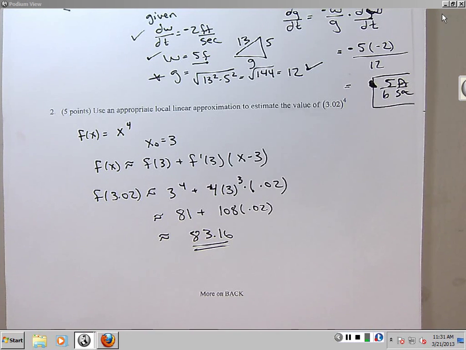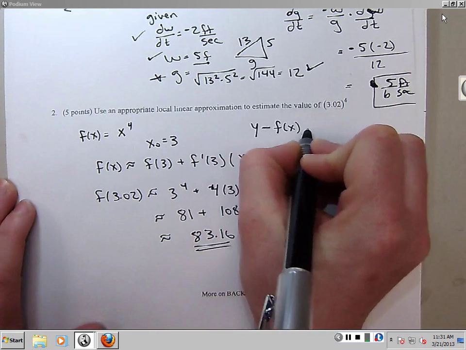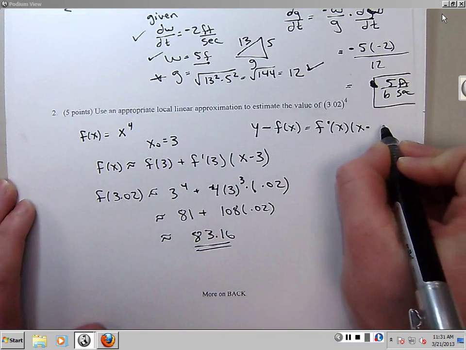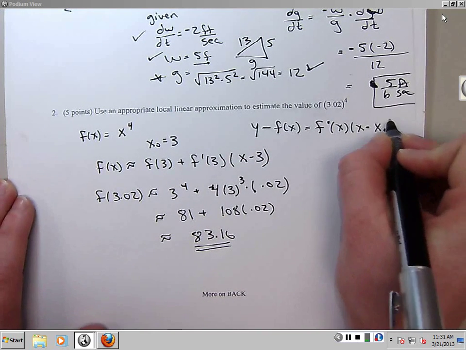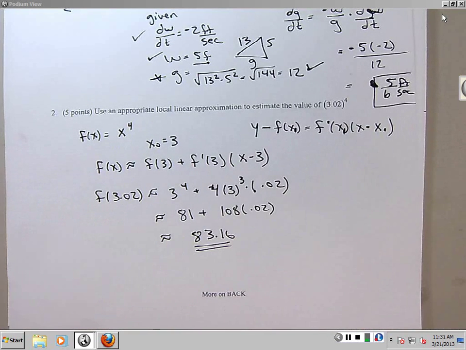Generally, point slope form is y minus f of x1 equals the slope times x minus x1. So this is at x1 and this is at x1, so we don't get confused. The x in the equation, and the x point, which would be x1.